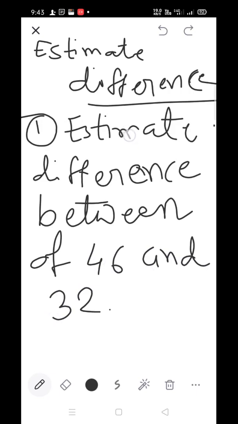Write down the heading: Estimate difference between. I told you that. You have to write it down in the notebook.